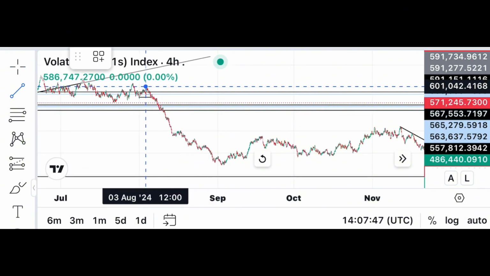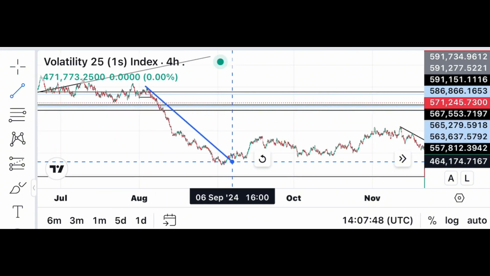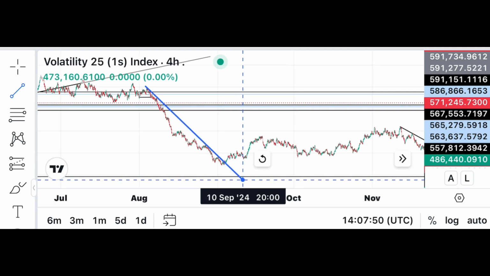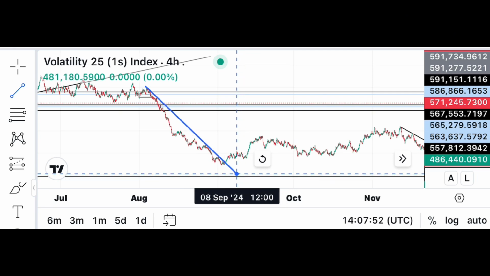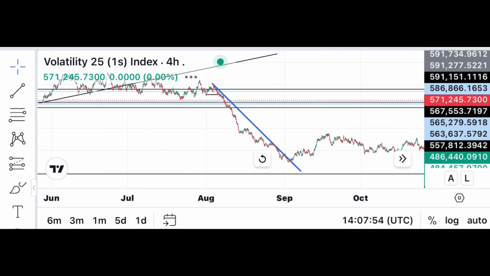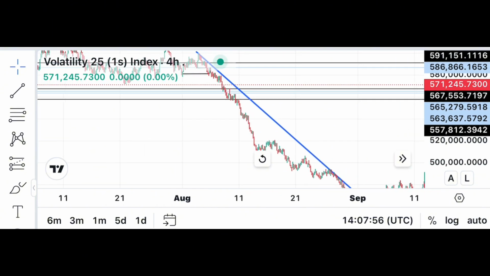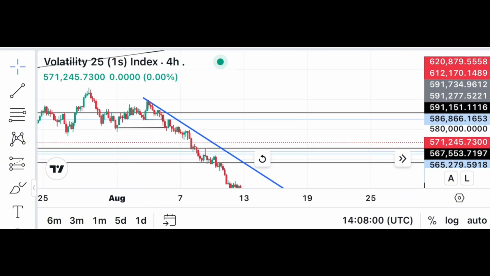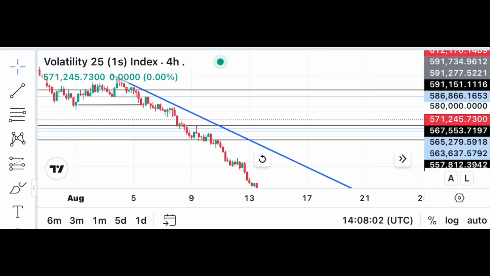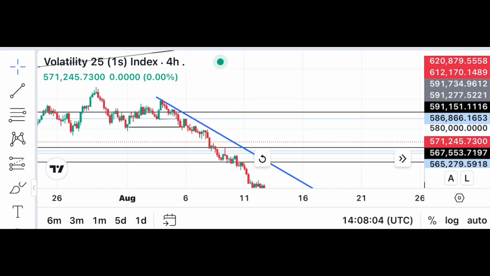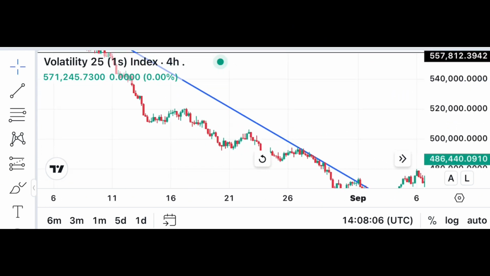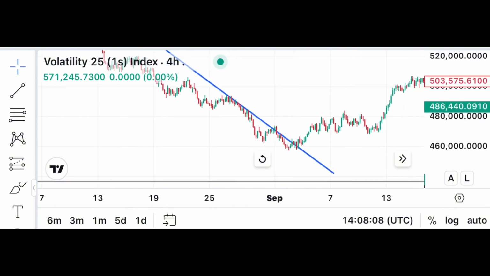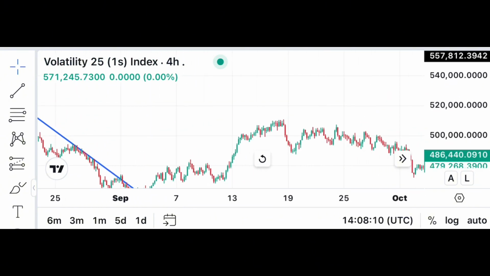We are going down. This is how to identify your trend. You place it at the tips of the candlesticks. The tips of the candlesticks, as you can see, is placed on top, and we are going down. So this is how to place your trend.